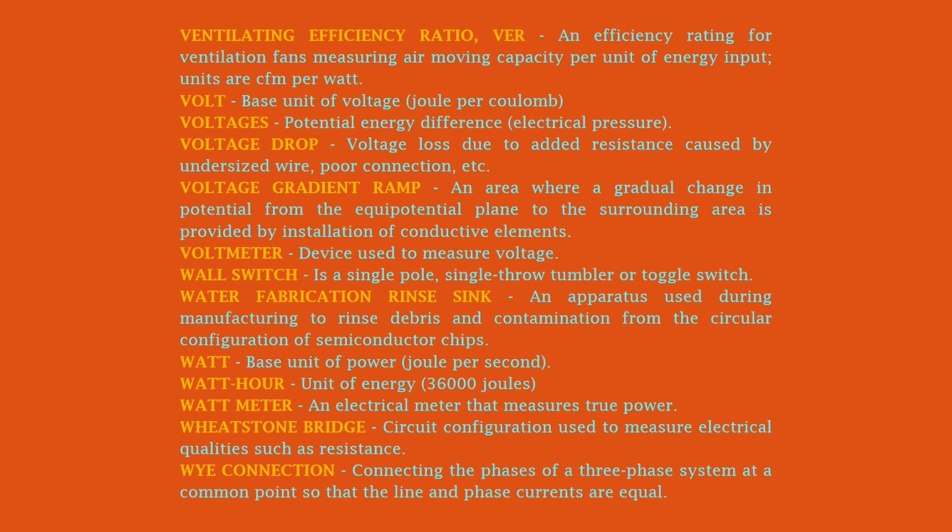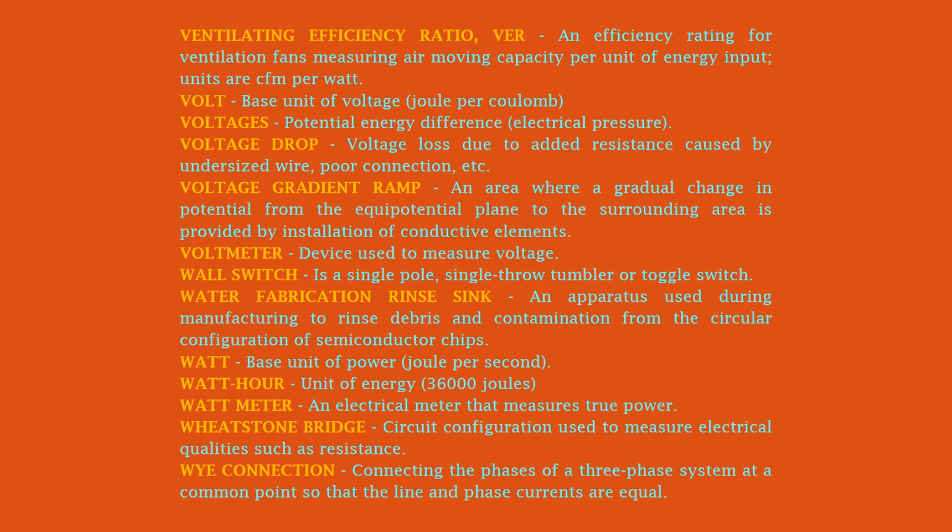Volt, base unit of voltage, joule per coulomb. Voltage, potential energy difference, electrical pressure. Voltage drop, voltage loss due to added resistance caused by undersized wire, poor connection, etc. Voltage gradient ramp, an area where a gradual change in potential from the equipotential plane to the surrounding area is provided by installation of conductive elements. Voltmeter, device used to measure voltage.